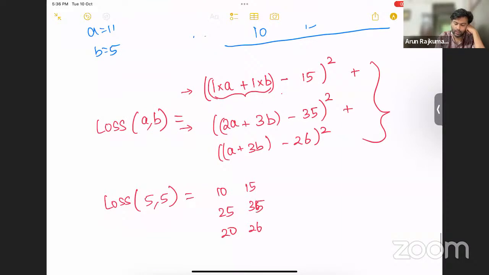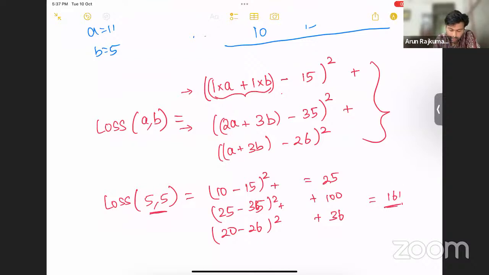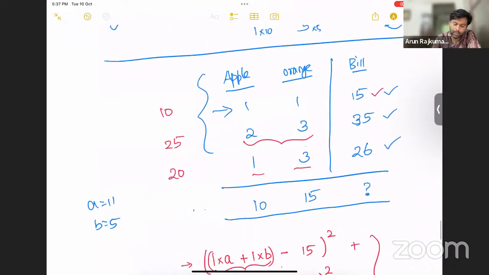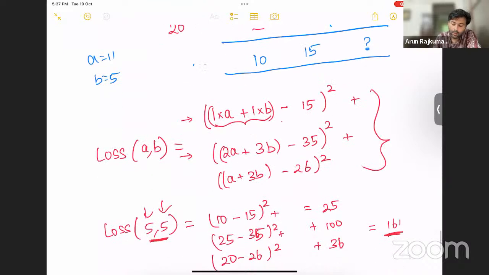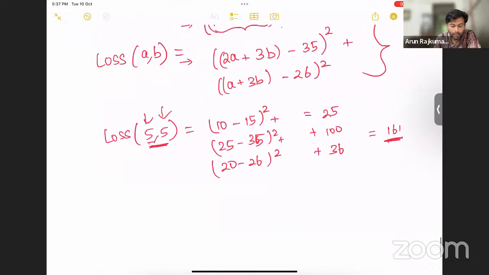35 and 26. So I'm going to suffer a loss of this much, which is 5 squared, 25, plus 10 squared, 100, plus 6 squared, 36. So this is like 161. This is the amount of loss that if I make the choice that apple's price is 5 and orange price is 5, then I suffer a loss of 161 with respect to my historical data. Now, if you can give me a different value for apple and orange, which will suffer a smaller loss with respect to my data, then I would prefer that because I'm matching my bills even better.